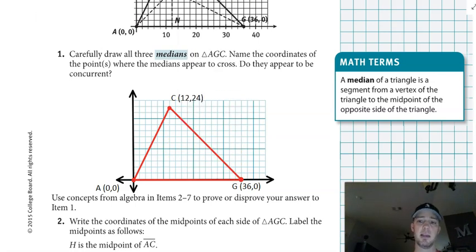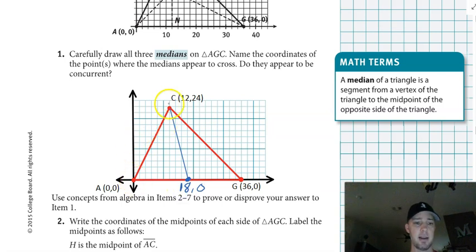A median of a triangle is a segment that goes from a vertex to the midpoint of the opposite side. If we can find the midpoint, just using the midpoint formula or averaging the x and averaging the y values, we should be able to connect the vertex to that. The average between 0 and 36 is 18, and 0 and 0 is 0. So this should be at 18, 0, and then I could connect those.